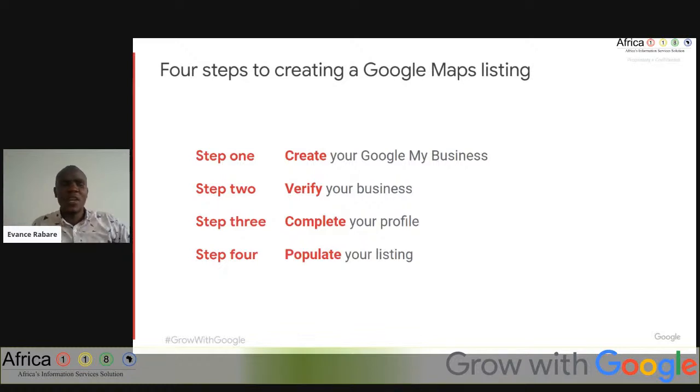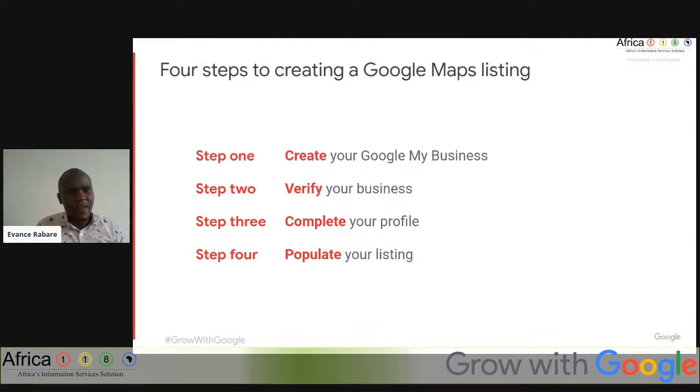We have four main steps that we usually use to get you listed on Google My Business. But for this particular case, Benji and Roa are going to share a form that you're going to fill. Once you fill that form, we will use it to get you listed on Google My Business. So the first step is you create your Google My Business by going to business.google.com. Once you are there, an interface will come where it will ask you for your name, your address, your phone number, and all that.